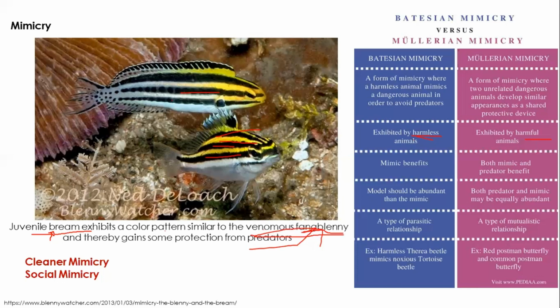So many of the fishes or many of the shrimps will start behaving or developing characters similar to what cleaner shrimps have. In that case, if the predator sees that particular prey, they will think that it's a cleaner shrimp and they will not attack. So that kind of mimicry is also exhibited by marine organisms.